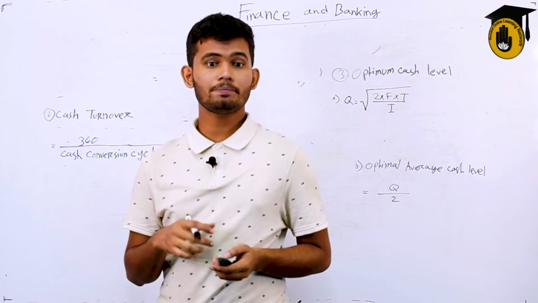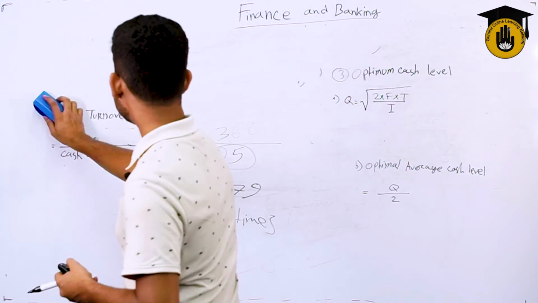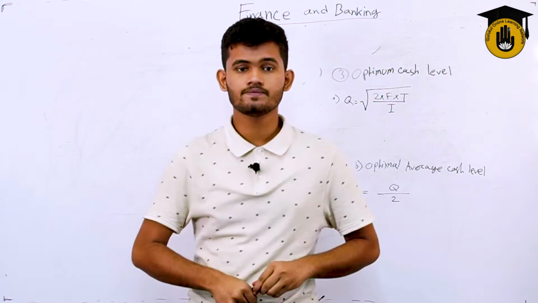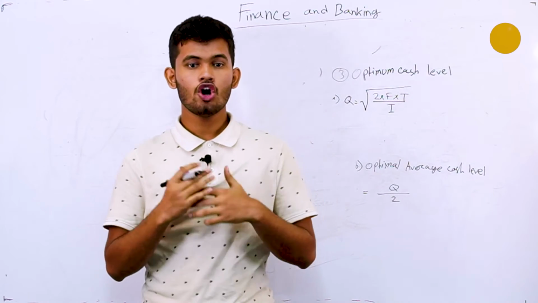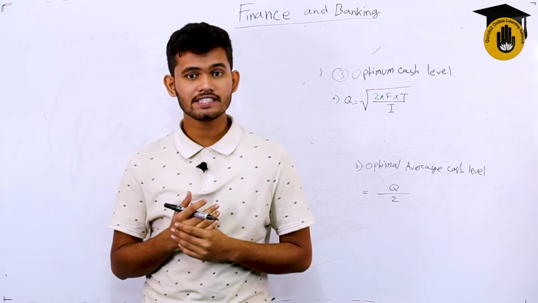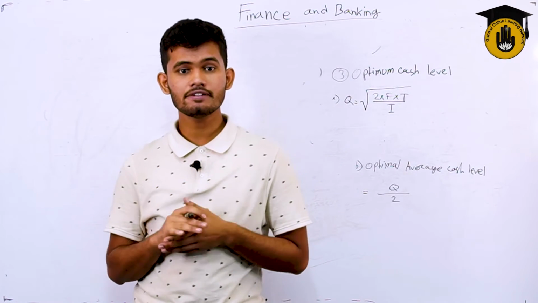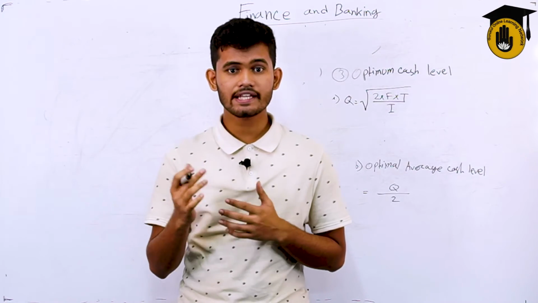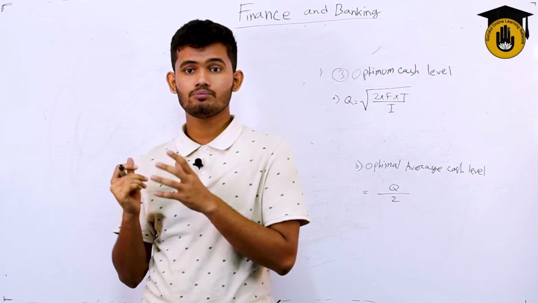Determination of optimum cash level. The next point. So determination of optimum cash level. Optimum cash level implies an ideal amount of cash that a company wishes to hold in reserve at any given point in time. This model was developed by William Baumol.